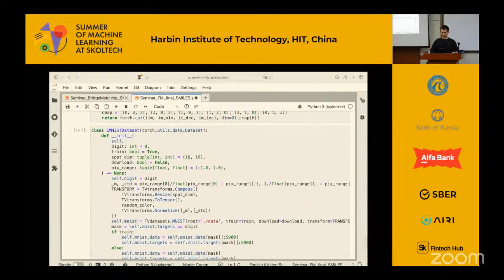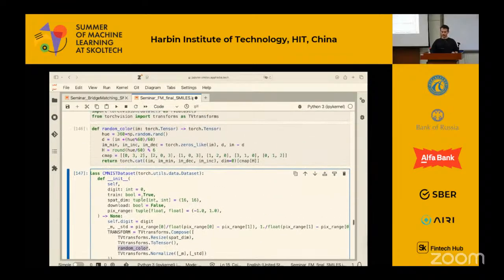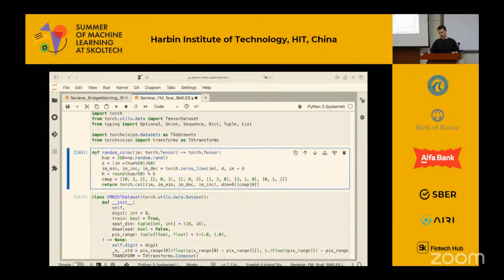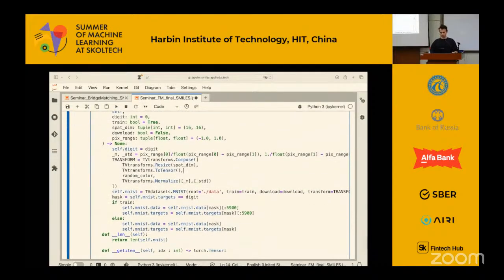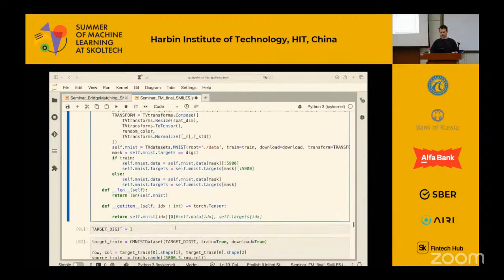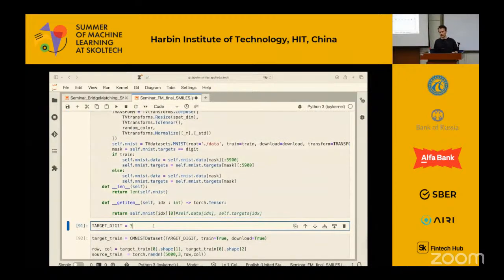So we have this dataset here. Basically we do some standard stuff, transforming to tensor and resizing, and we do random coloring of our MNIST dataset into 6 colors. And we choose not the full MNIST dataset, but the part of the MNIST dataset regarding some digit. In our case it would be target digit 3. So we will have the part of the MNIST dataset with the digit 3, and we will color it in 6 colors.